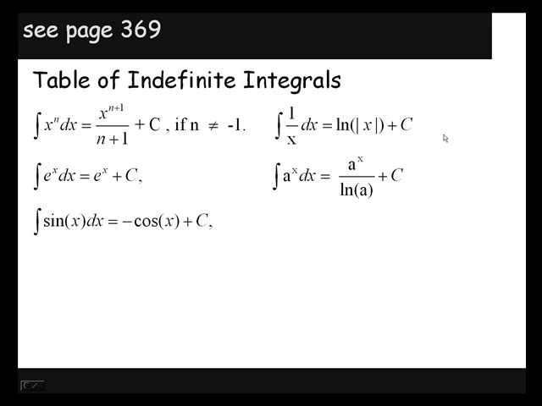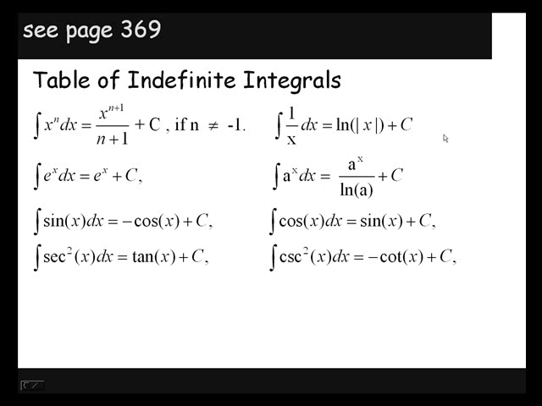The integral of sine is negative cosine. The integral of cosine is sine. The integral of secant squared is tangent. The integral of cosecant squared is negative cotangent. The integral of secant x tangent x is secant x. Don't forget your plus c's.